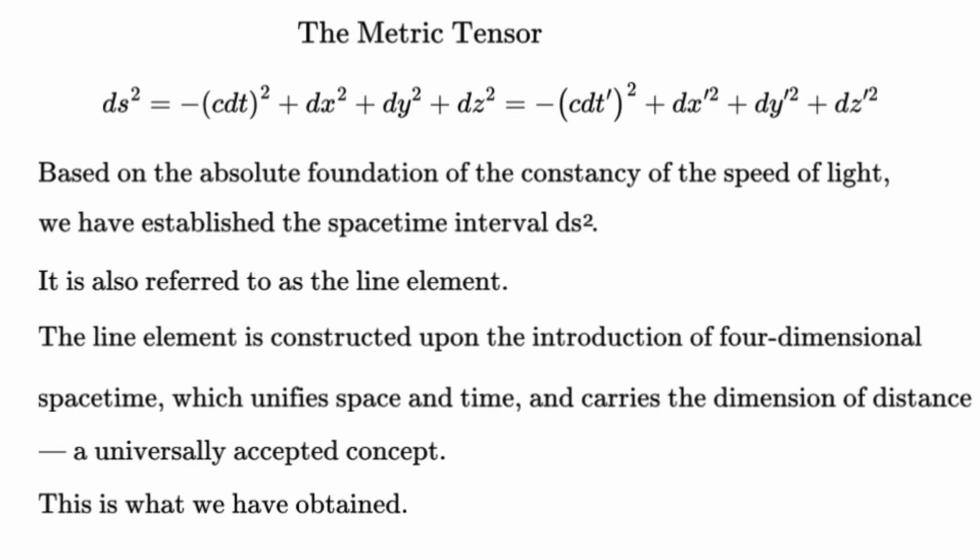The metric tensor. Based on the absolute foundation of the constancy of the speed of light, we've established the spacetime interval ds squared. It is also referred to as the line element. The line element is constructed upon the introduction of four-dimensional spacetime, which unifies space and time and carries the dimension of distance, a universally accepted concept. This is what we have obtained.